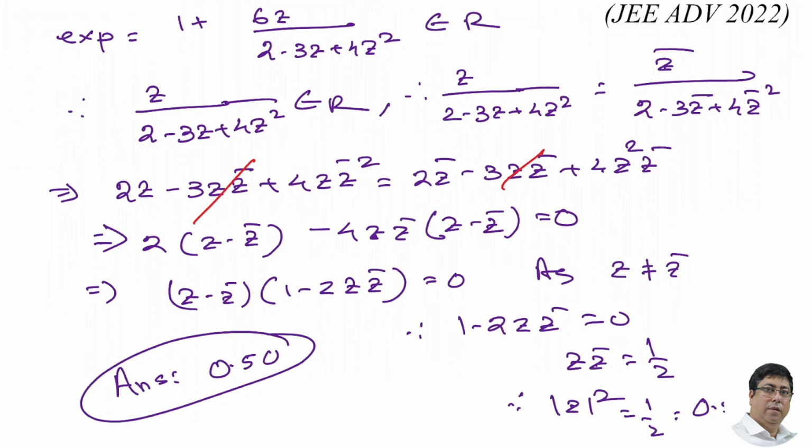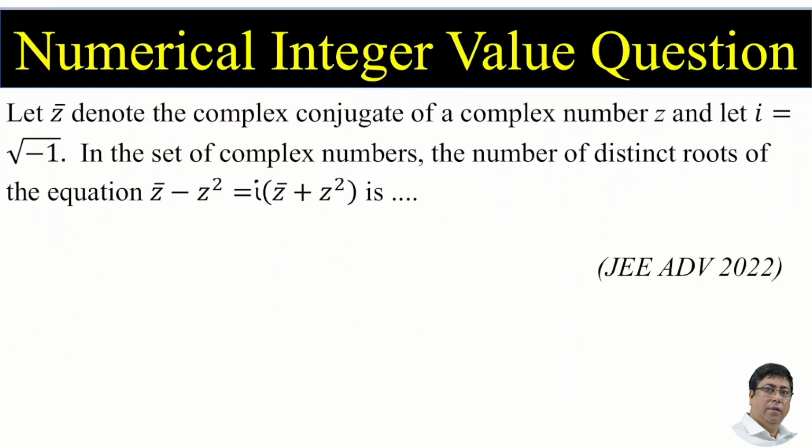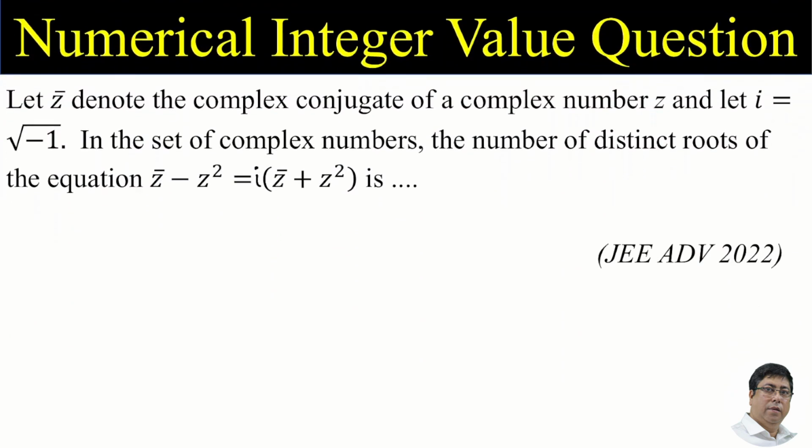Let's do another sum. This also came in 2022. Actually, this chapter is an extremely important chapter, so let's solve this sum. It is given that z bar is the conjugate of z, and in the set of complex numbers, you have to find the number of distinct roots of this equation. So you have to get the different values of z satisfying the above equation.